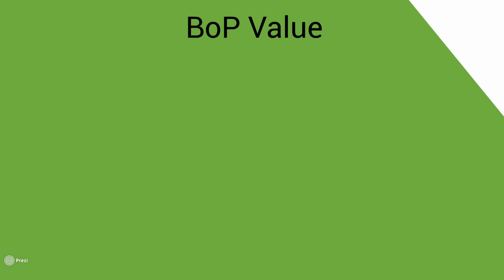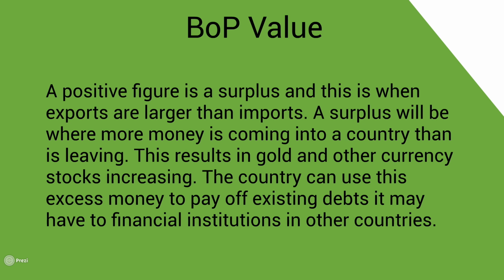So after summing up all the entries in the current account and the other two sections of the balance of payments, we get a figure for the balance of payments. But what does this figure actually mean? A positive figure is a surplus, and this is when exports are larger than imports. A surplus will be where more money is coming into a country than is leaving. This results in gold and other currency stocks increasing.